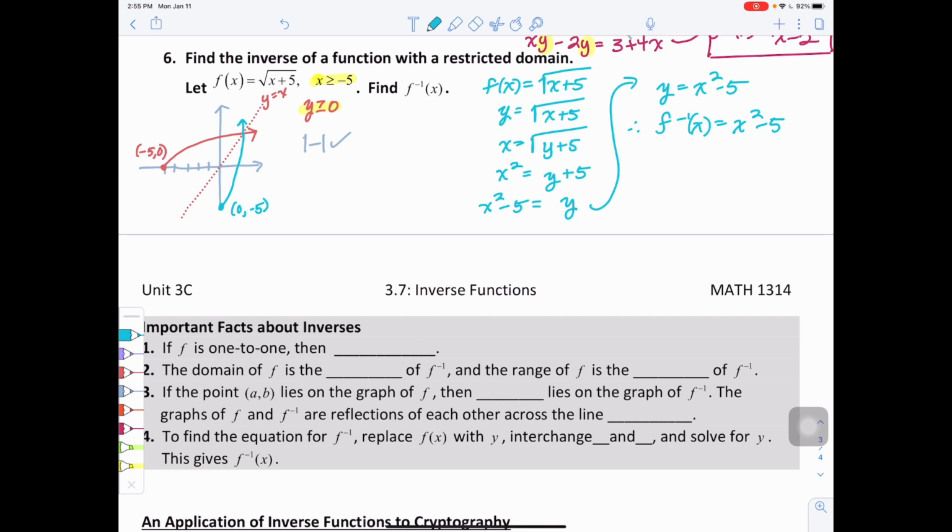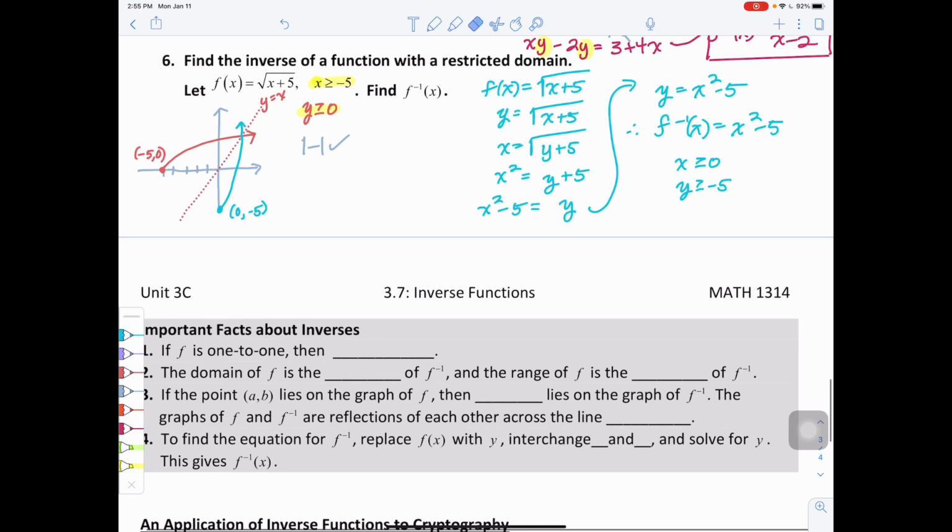Now let's talk about some restrictions. We interchange the domain and range with the original function. So now our x values will be greater than or equal to 0, and our y values will be greater than or equal to -5. So we have to restrict this graph. Let me just show you real quick. This is just the square root function shifted down 5 units. But that's not a 1-to-1 function.